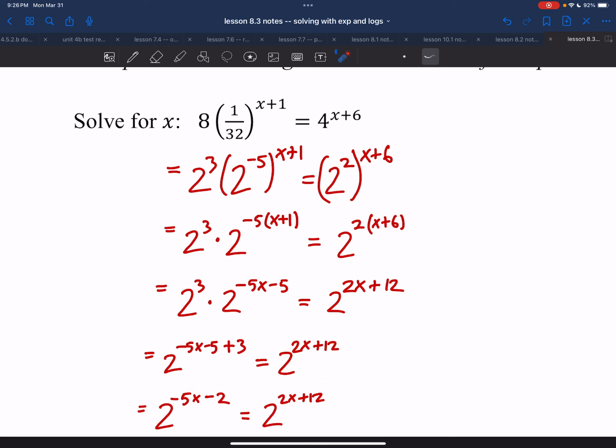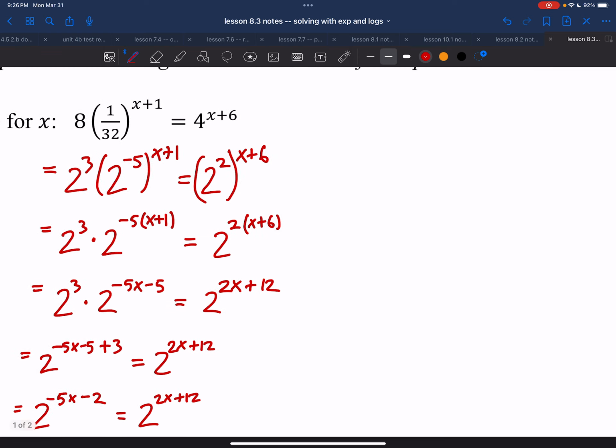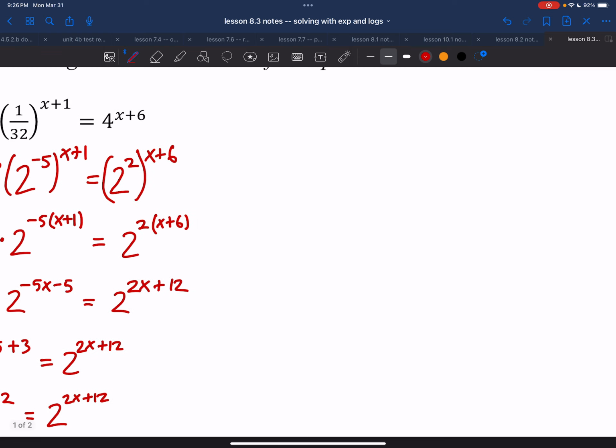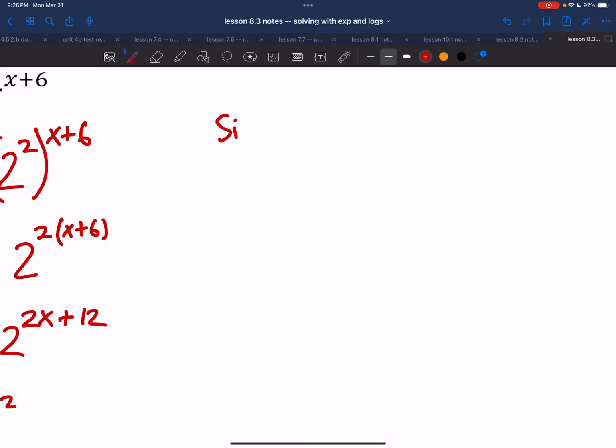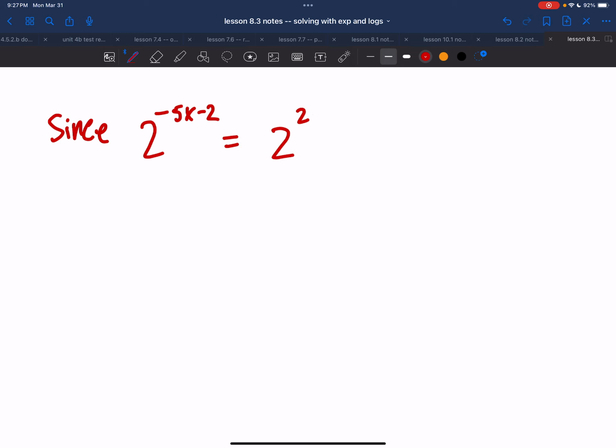Thus, the conclusion here is you can say, oh, okay, look, then their powers are equal. So I'm going to say this. I'm going to write it nice and verbal. Since 2 to the negative 5x minus 2 equals 2 to the 2x plus 12, then the power negative 5x minus 2 equals 2x plus 12.